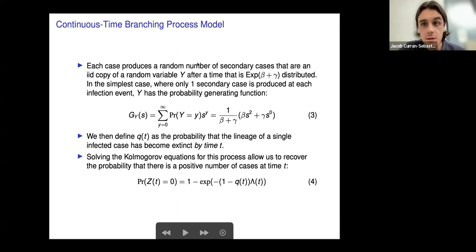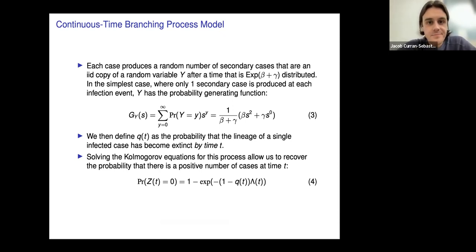So in order to model this stochastically, we can use a single type branching process that captures these dynamics. We assume in the simplest case that each infectious case produces one additional infectious case per infection event, so you're only ever infecting one person at a time. And you do this after a time that is exponentially distributed with rate beta plus gamma. For this process, we can define a very simple probability generating function that's given by this.